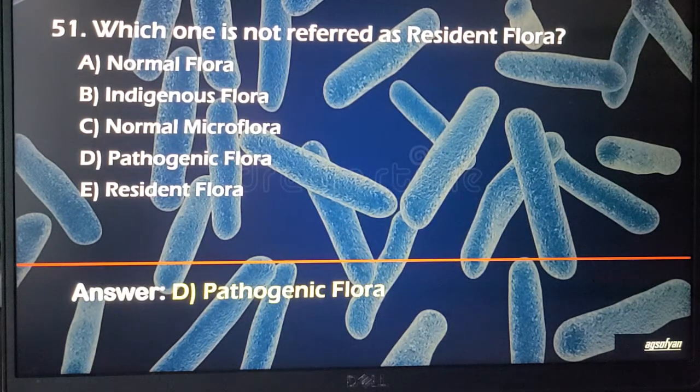Okay, normal flora, indigenous flora, normal microflora, they are the same thing, which is the flora or the bacteria that live on us for a long period of time, and some of them are actually beneficial for us, because they compete against the pathogenic flora. So pathogenic flora is not resident flora.